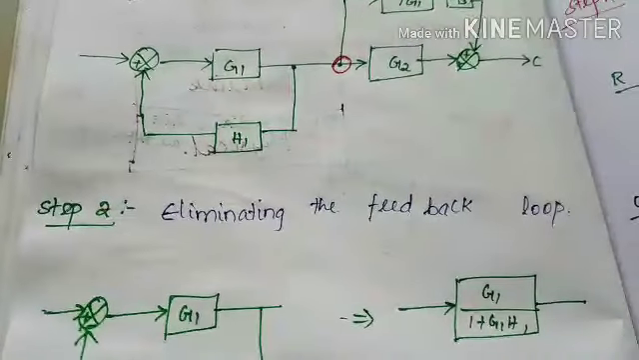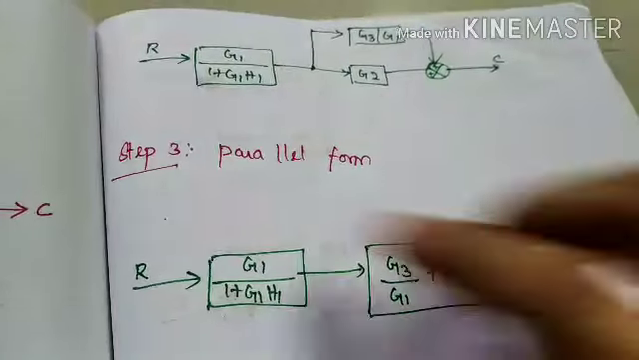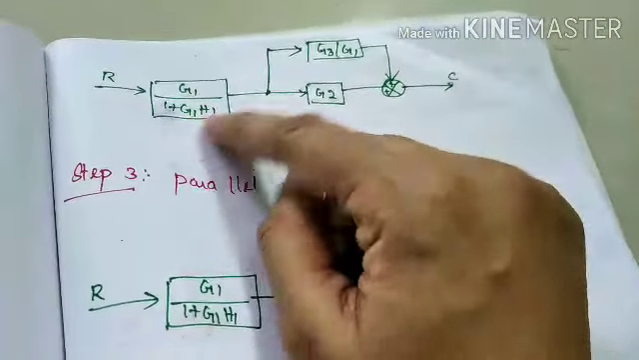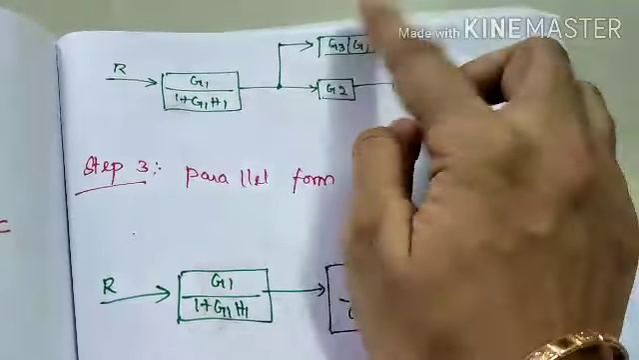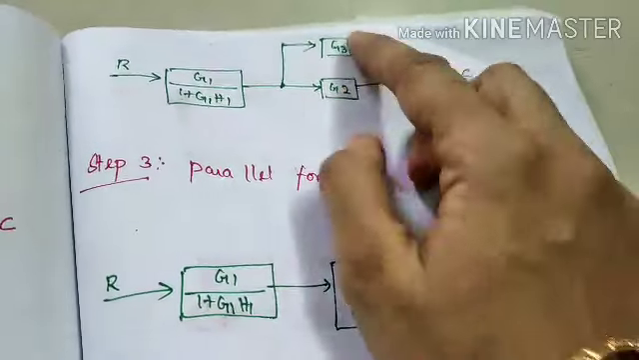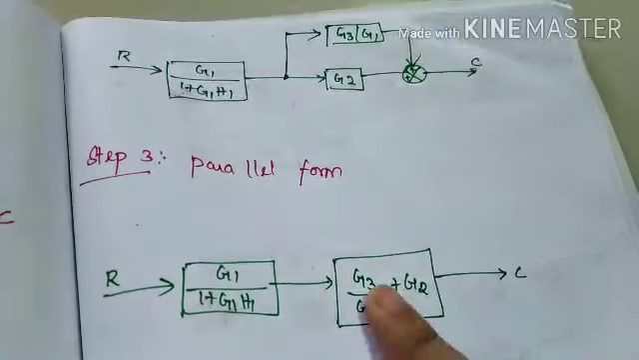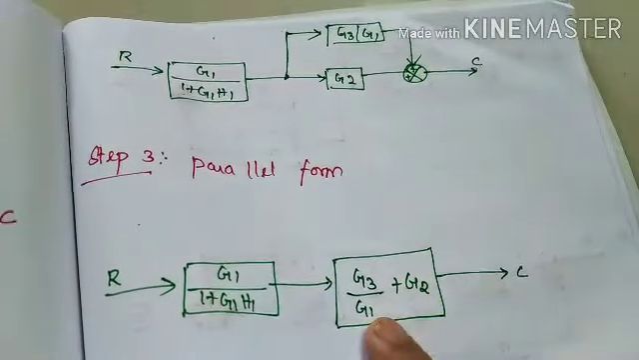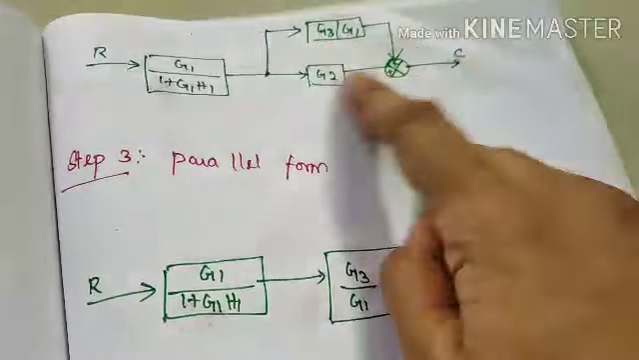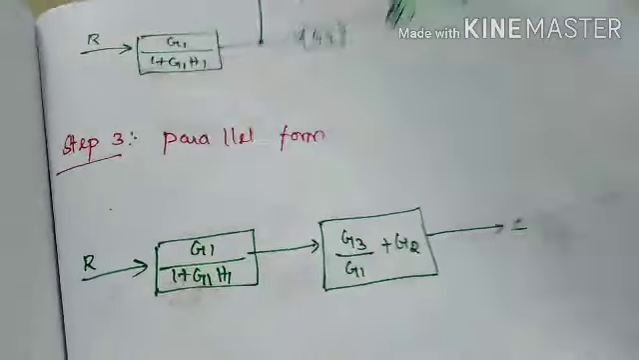Now let us see the next step. See here, this feedback loop path is eliminated and replaced by this block, and these two blocks are in parallel form. So for parallel, we have to add these two blocks. So G2 plus G3 by G1. To solve this parallel form, we are doing it like this.